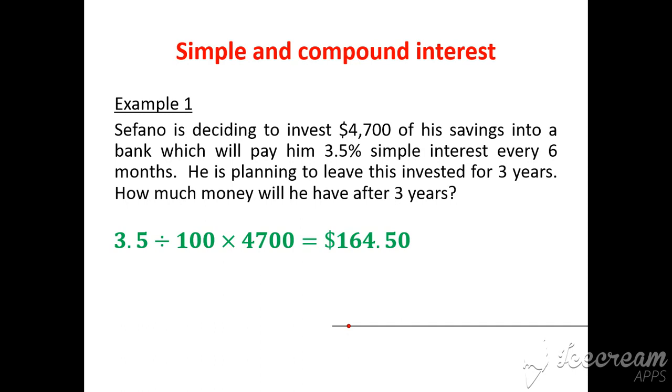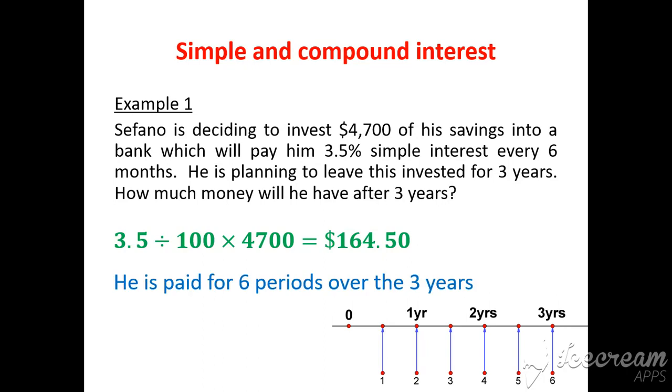This dot represents when he puts the money into the bank, 0. After 6 months, he gets paid his first amount of interest, which is $164.50. After another 6 months, he gets paid $164.50. That's 1 year. After another 6 months, that's another $164.50. After another 6 months, another $164.50. After another 6 months, there's another $164.50. And after 3 years, there's his next amount of interest. You can see that he's been paid 6 times, 6 periods over the 3 years.